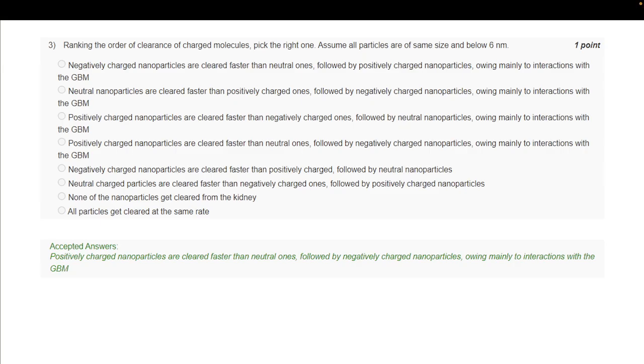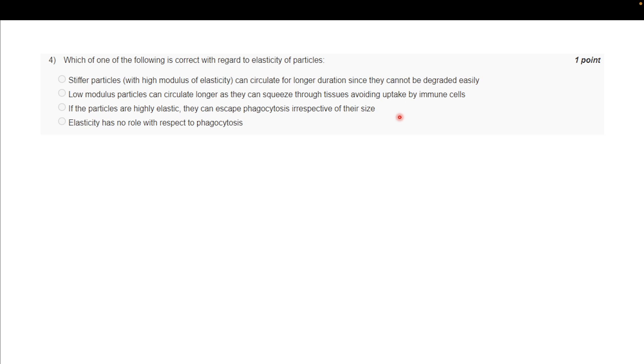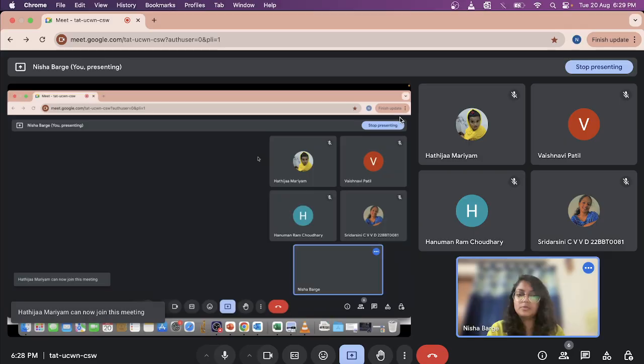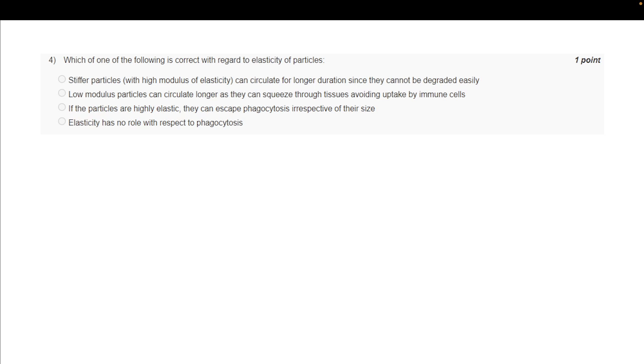I'm assuming there are no doubts here, so I'll move on to the next question. Your next question is, which one of the following is correct with regard to elasticity of particles? We have a few options here. Let me just quickly see.